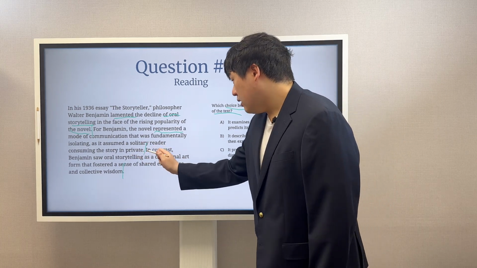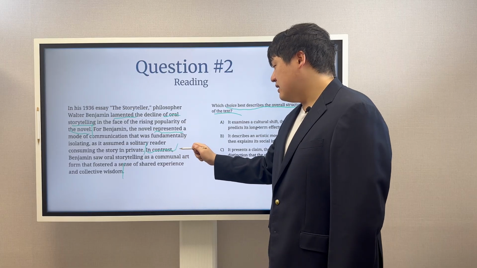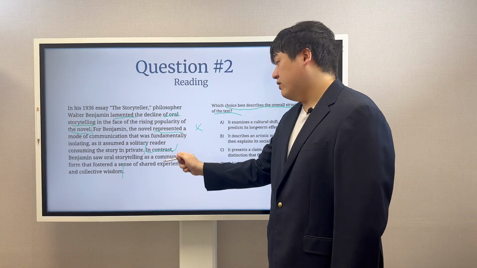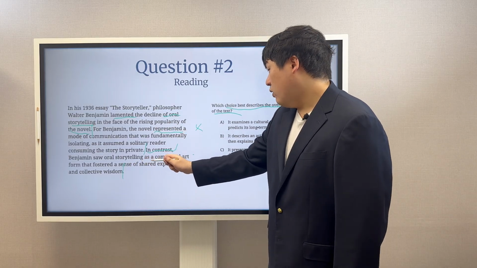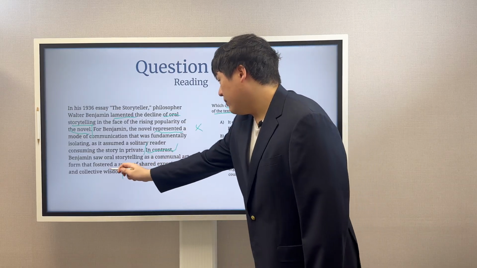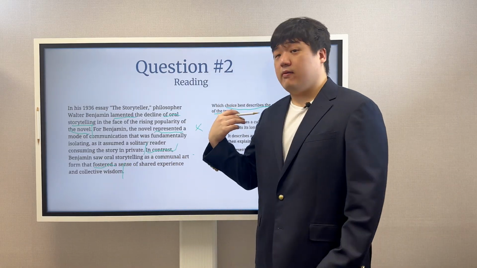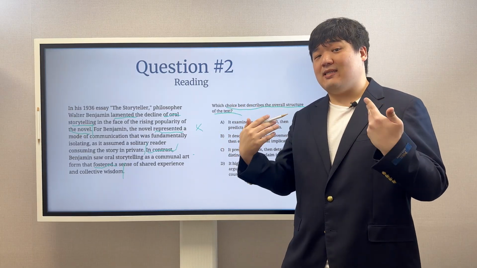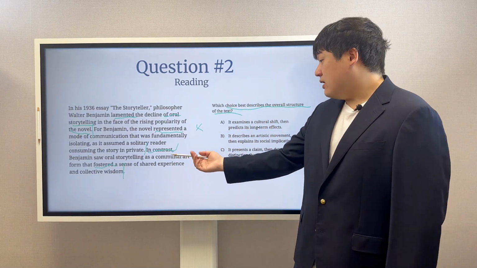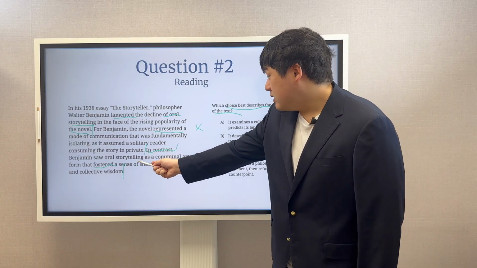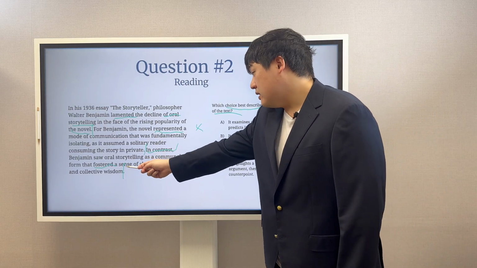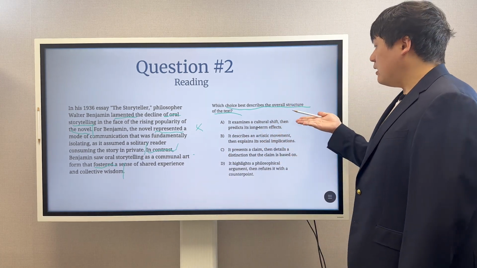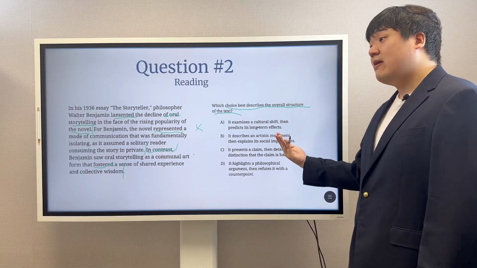In contrast, so here we know whatever this is about, it has to be the opposite of what the novel is. So oral storytelling as a communal art form that fostered a sense of shared, so without even spending that much time reading deeply, we can already get a sense of what the passage is about, right? We can tell that it's about oral storytelling being better than the novel because of a shared experience. So with that in mind, we can now look at the answers and choose the one that most fits the structure we just discussed.